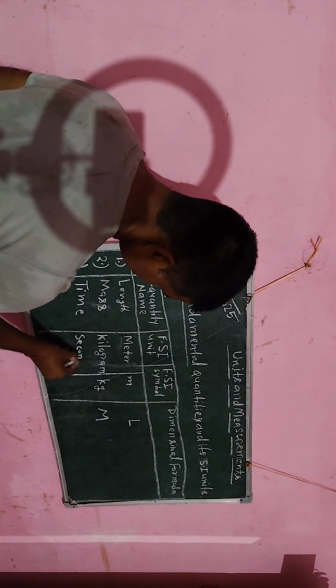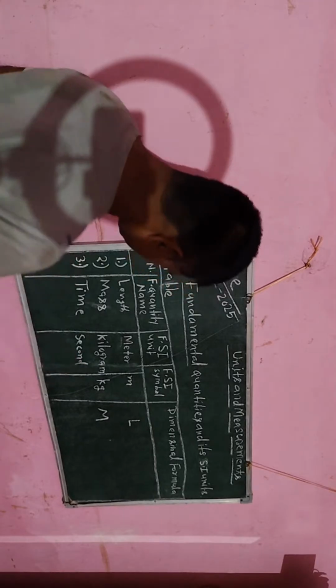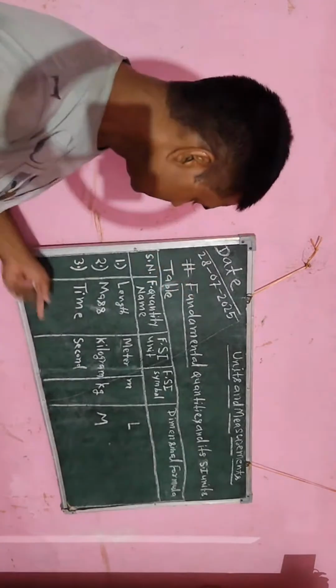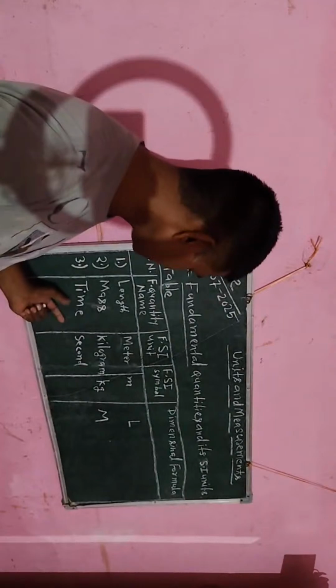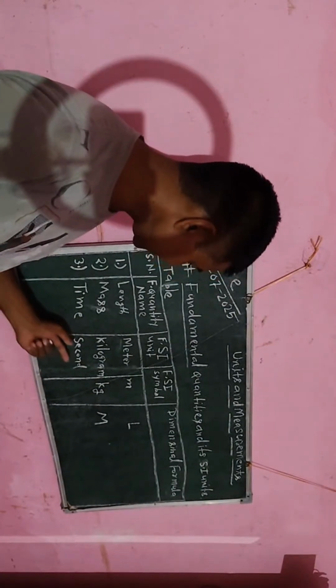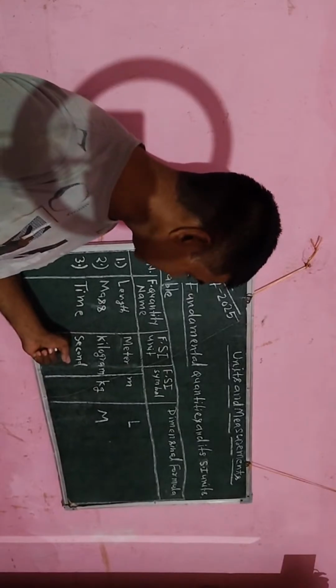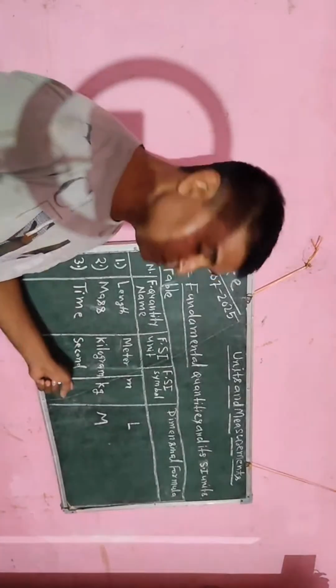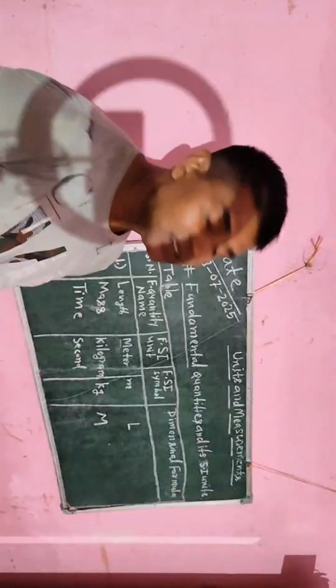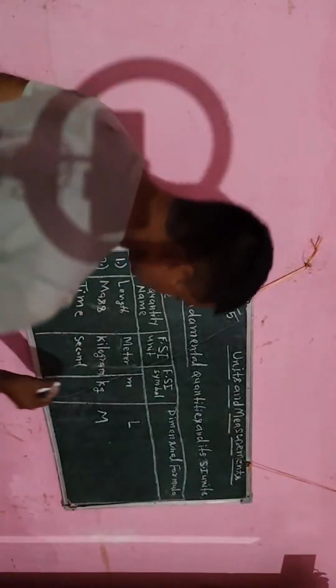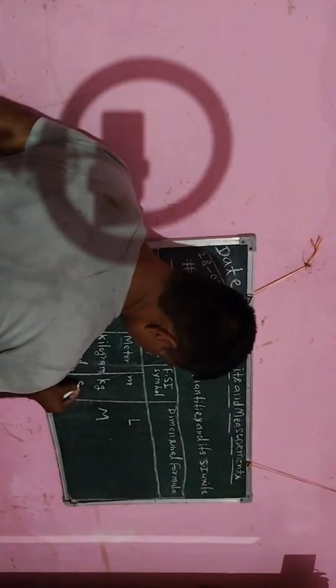Second. Third is time. The fundamental SI unit of time is second, but its symbol will be S. Here I will write S.